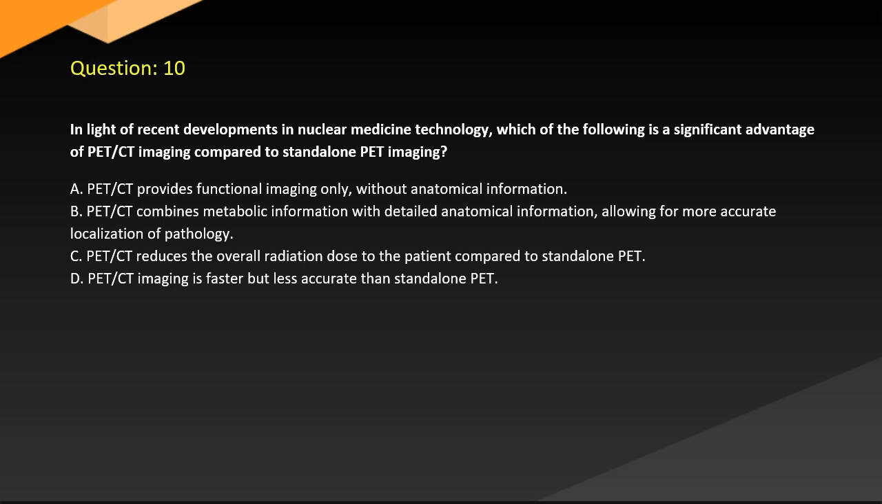Question 10. In light of recent developments in nuclear medicine technology, which of the following is a significant advantage of PET/CT imaging compared to standalone PET imaging? A. PET/CT provides functional imaging only without anatomical information. B. PET/CT combines metabolic information with detailed anatomical information, allowing for more accurate localization of pathology. C. PET/CT reduces the overall radiation dose to the patient compared to standalone PET. D. PET/CT imaging is faster but less accurate than standalone PET.